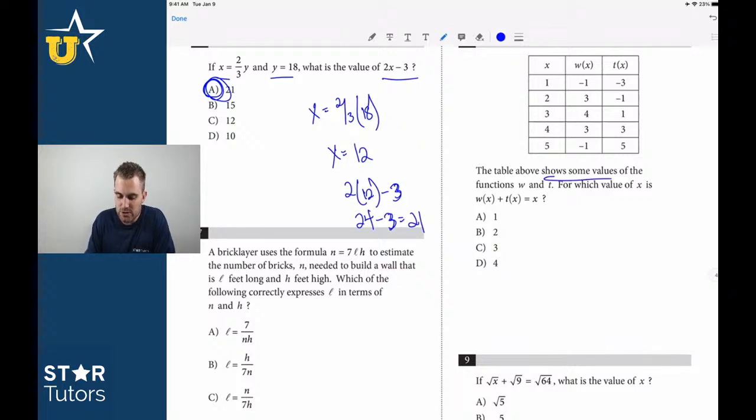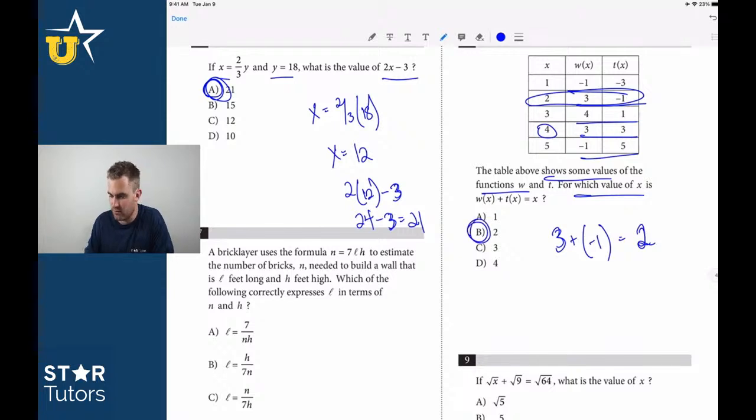The table above shows which of the following functions? If you know tables and functions, w(x) plus t(x) is equal to x. So which of these two added together is equal to this one? Yep, there we go. 3 plus -1 is equal to 2. So it's for which value of x? It's when x is equal to b. Does everybody see that, guys?